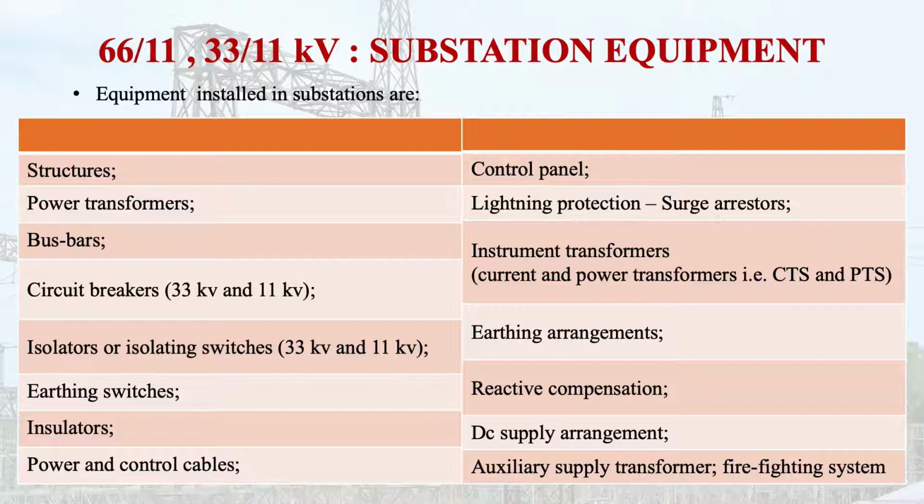I'm just naming all this equipment which we use in the substation, like control panel, lightning protection equipment for surge arresting, then surge arresters, and for the lightning protection we use the lightning arrestor, then instrument transformer. This can be the current transformer or potential transformer. Then earthing arrangements, reactive compensation, DC supply arrangement, auxiliary supply transformer, firefighting system. So these are all the equipment which are installed in a substation.